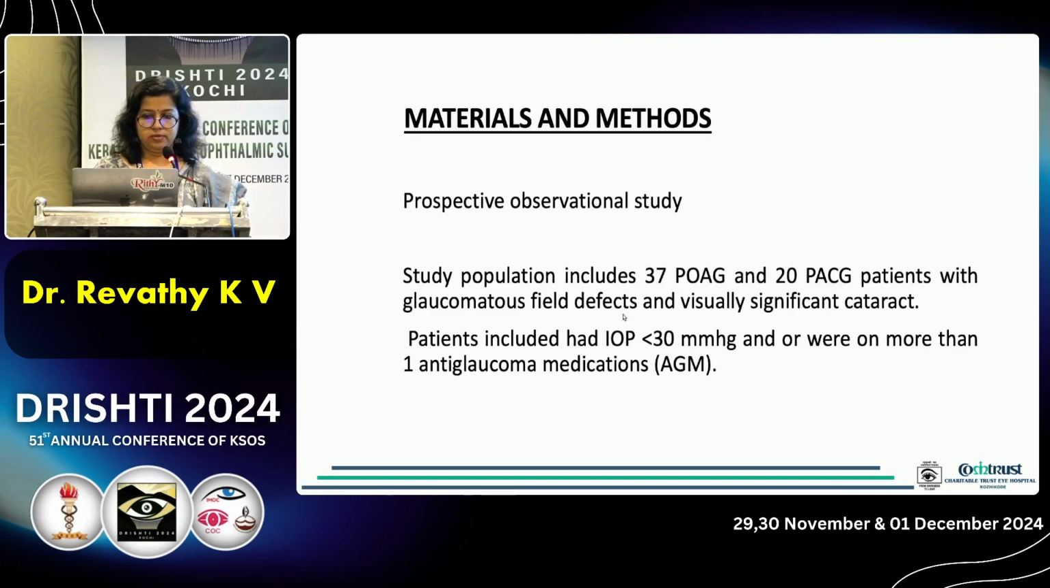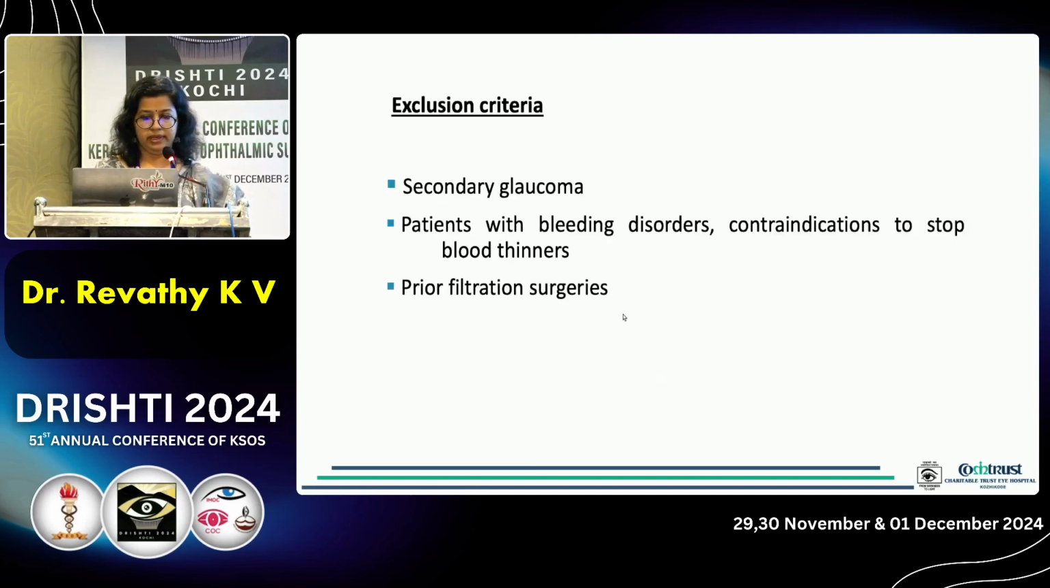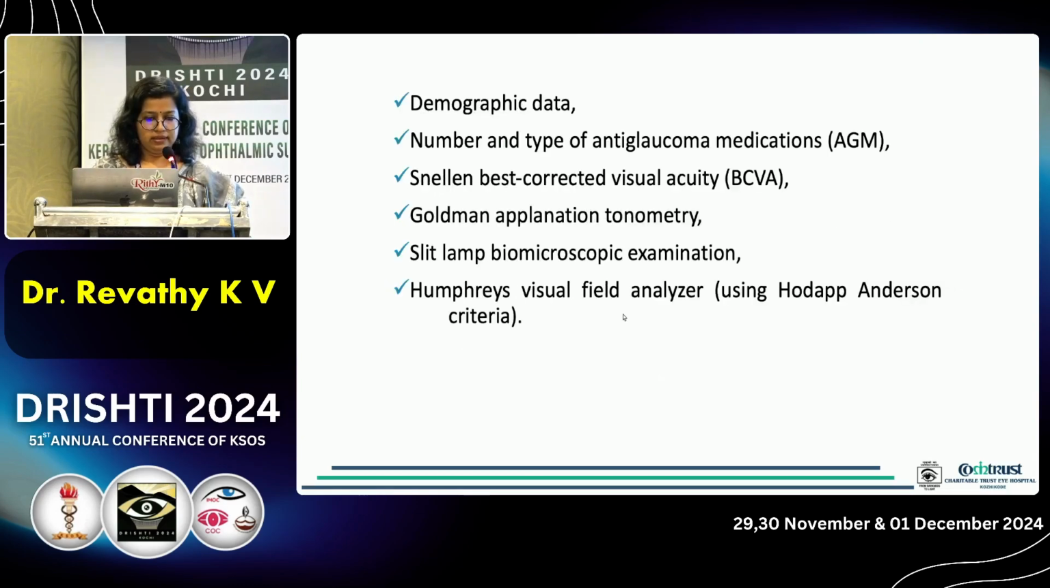It was a prospective observational study done at a tertiary eye care center in Kerala with 37 POAG and 20 PACG patients who had a glaucomatous field defect and visually significant cataract. Patients had an IOP of less than 30 mmHg and were on more than one anti-glaucoma medication. We excluded secondary glaucoma patients, those with bleeding disorders and prior filtration surgeries. After collecting demographic data, number and type of anti-glaucoma medications, Snellen's best corrected visual acuity, Goldmann applanation tonometry and slit lamp biomicroscopy examination were done, and the Humphrey visual field analyzer was used to categorize the glaucoma.